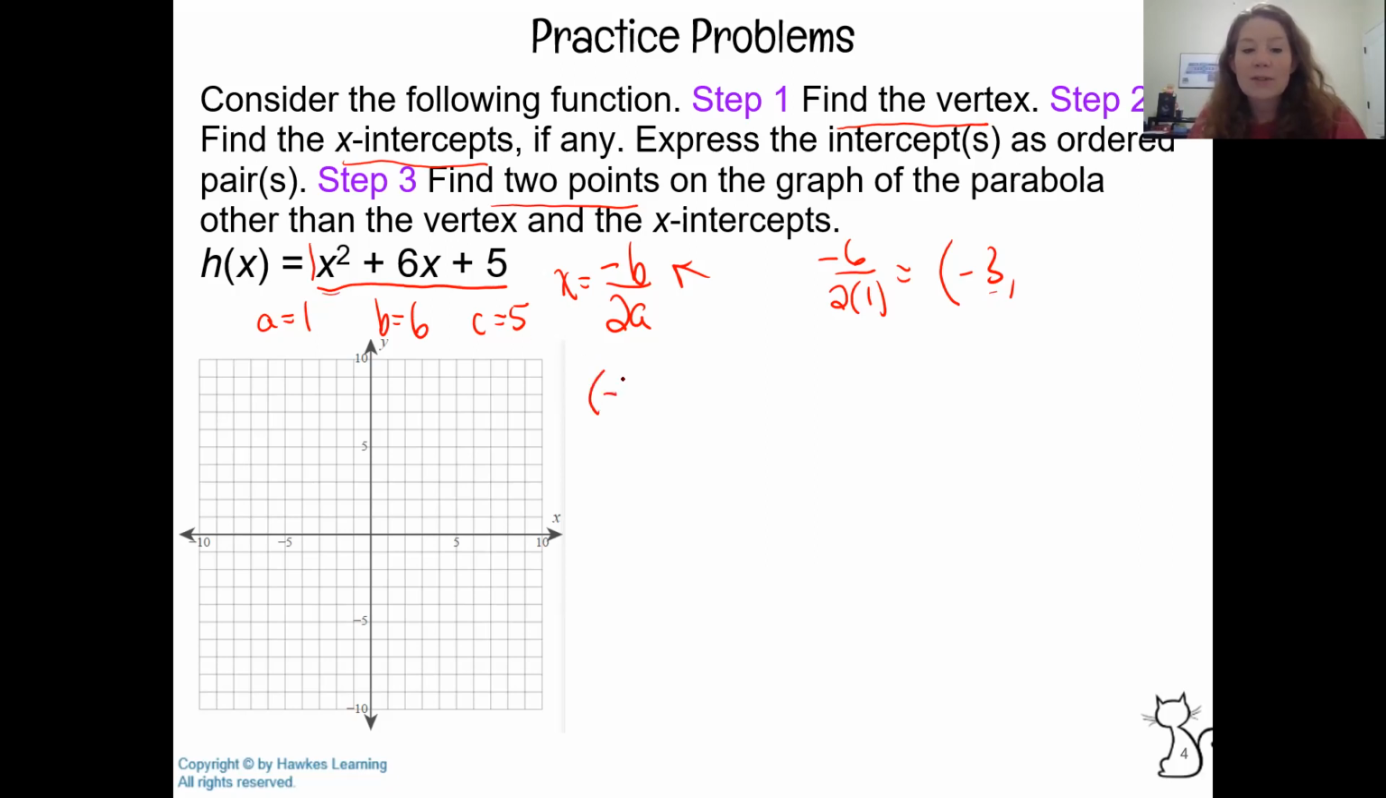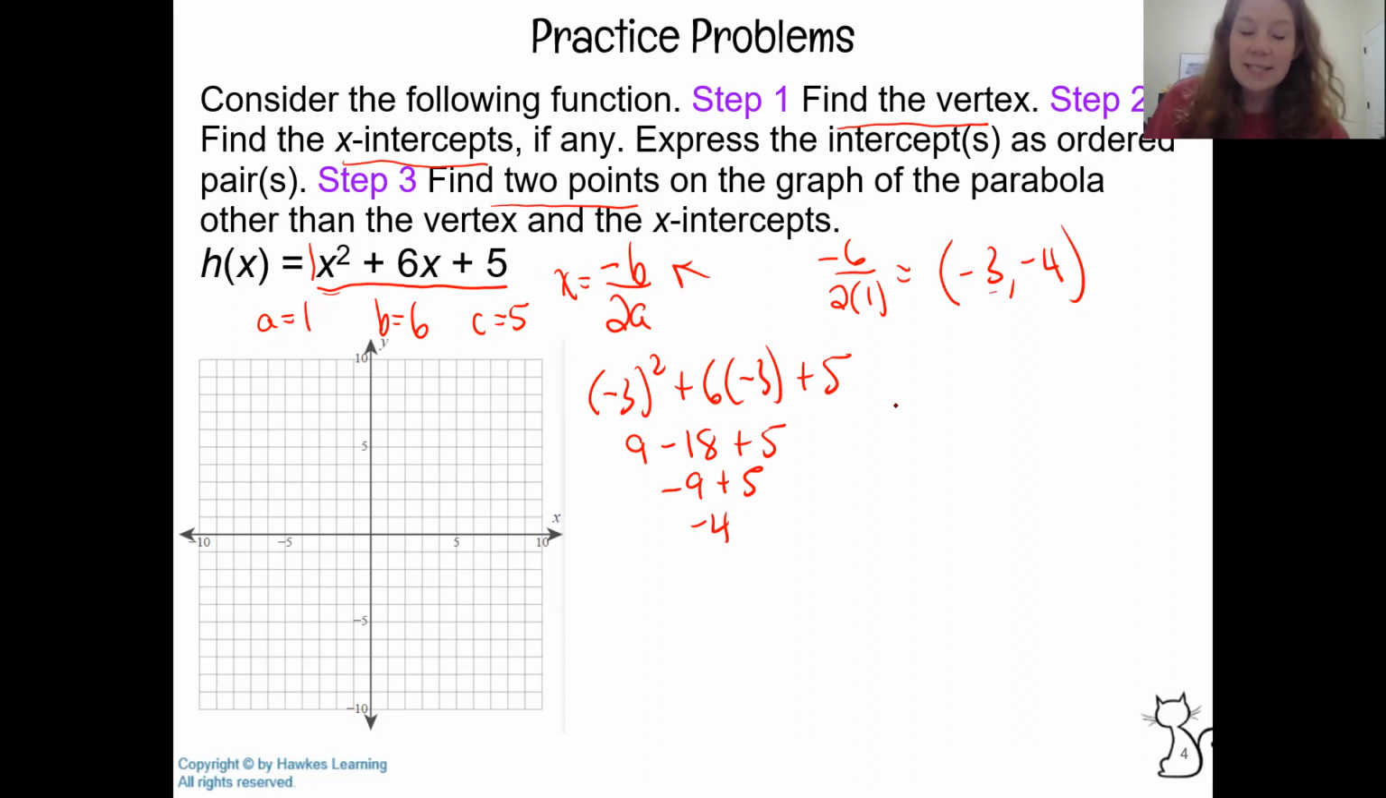So x squared, so that means negative 3 squared plus 6 times negative 3 plus 5. So negative 3 squared is 9 minus 18 plus 5. That would be negative 9 plus 5, which is negative 4. That is our vertex. Our vertex is the same as our minimum.